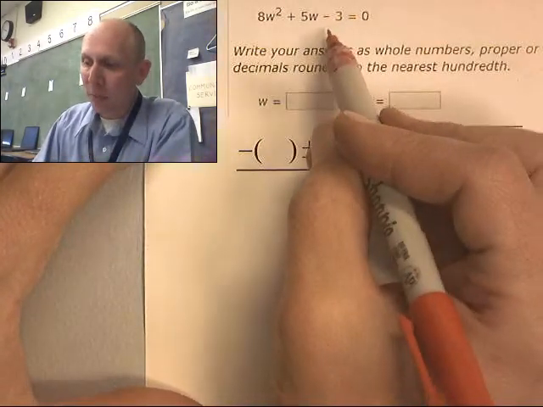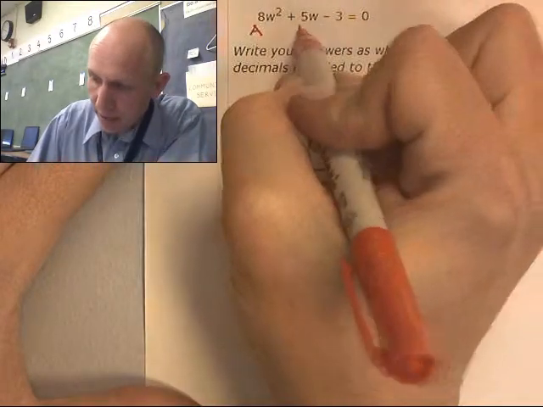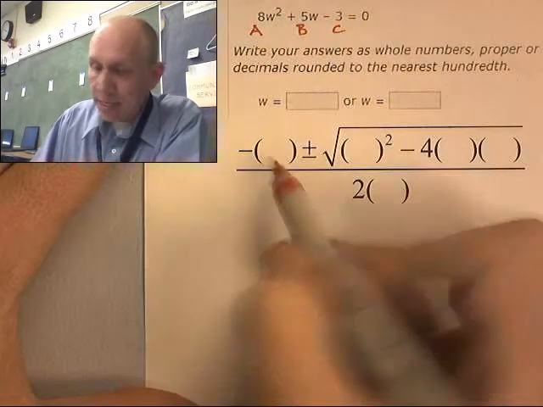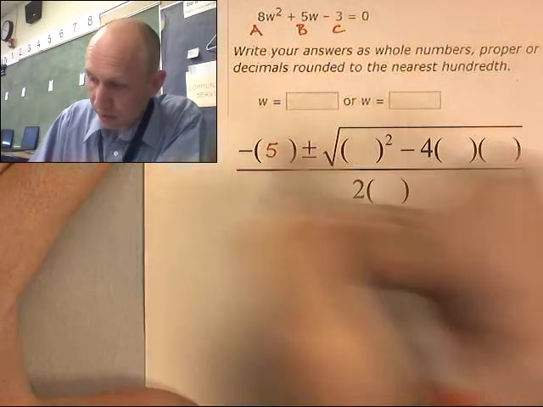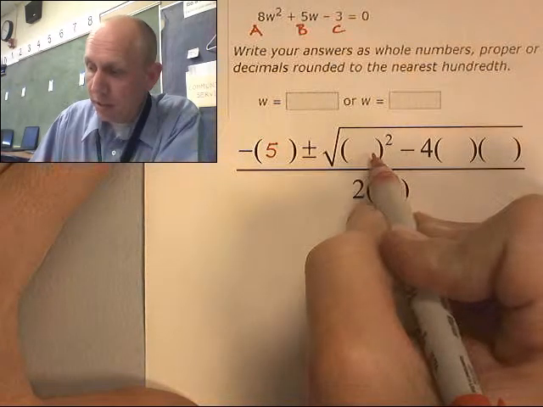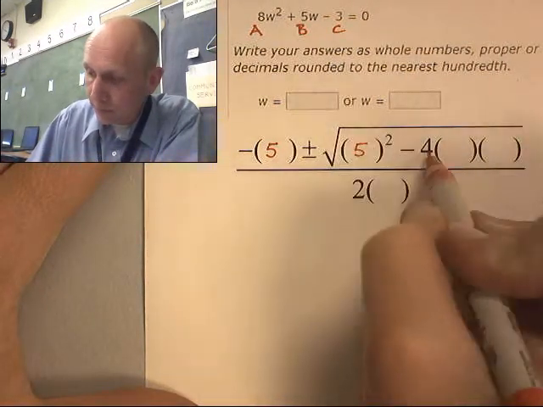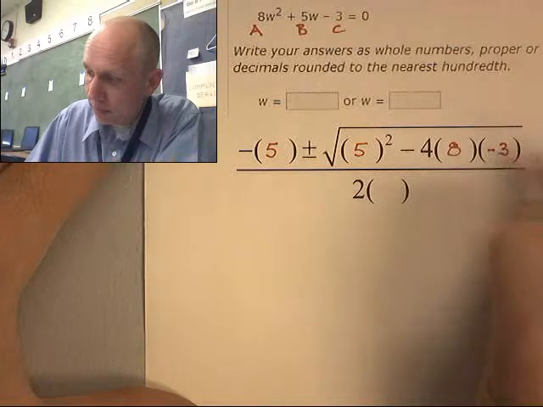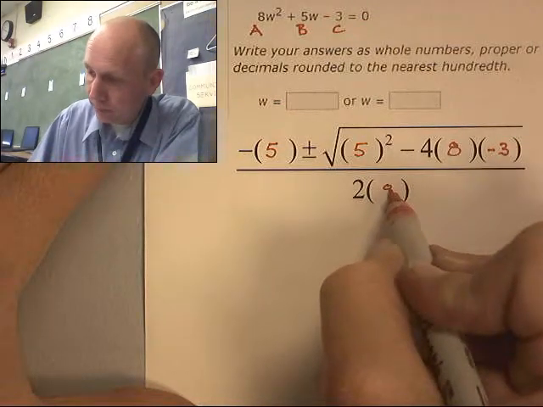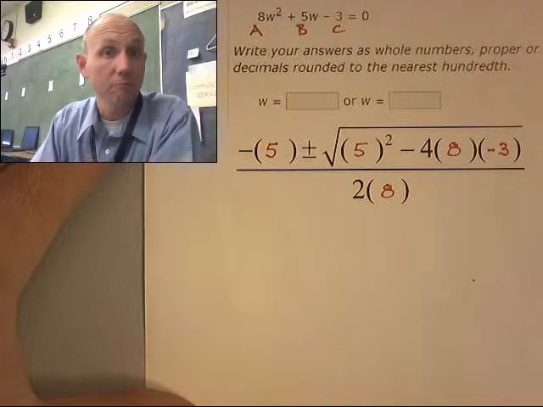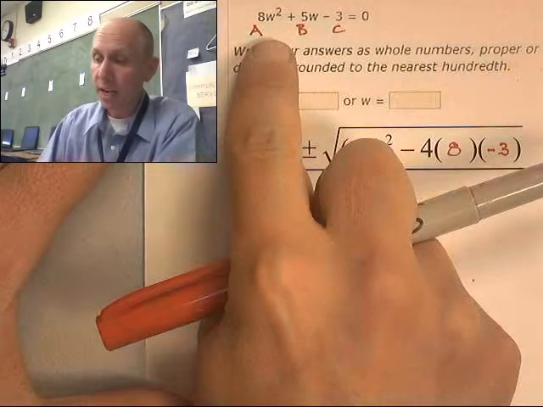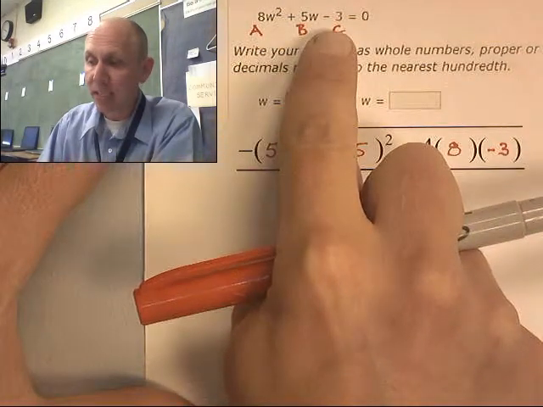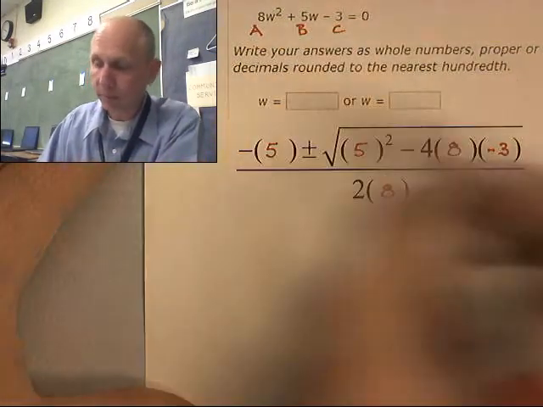8w squared plus 5w minus 3. A, B, C. Negative b, this is b. B goes right here. Plus or minus the square root of b squared minus 4ac over 2a. I'm just plugging it in. I know that a is 8, b is 5, c is negative 3. Let's start working through this.